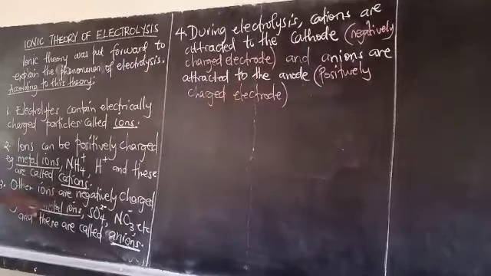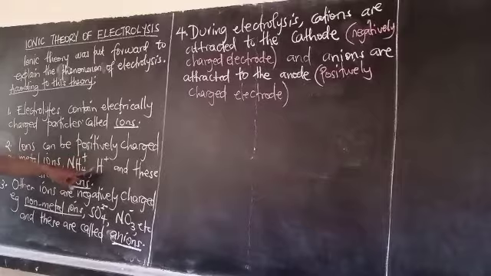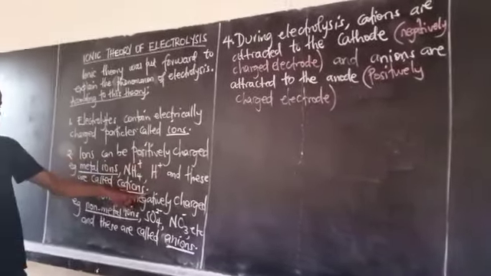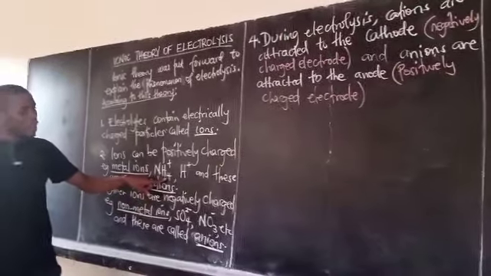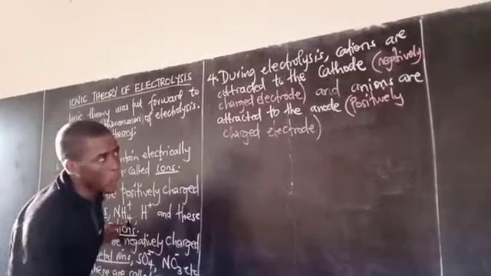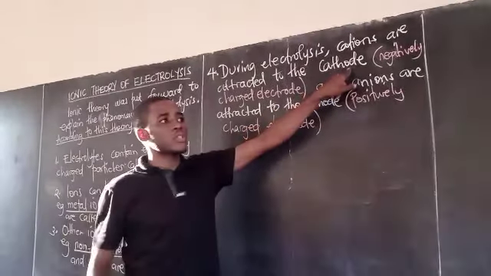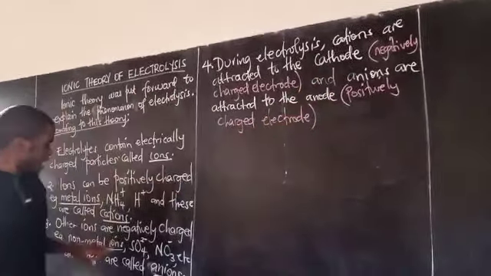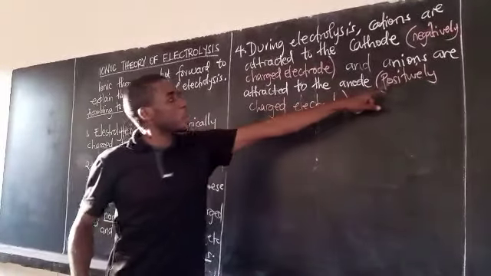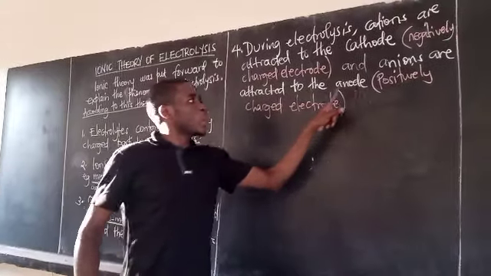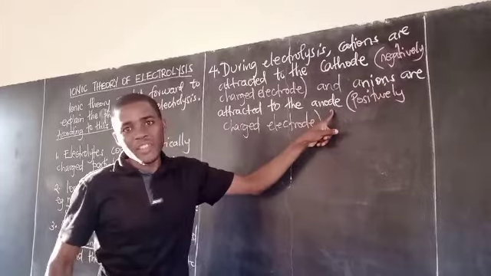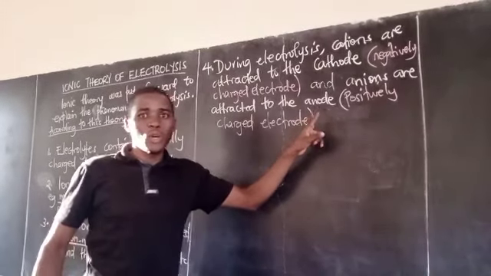You have positively charged ions, the cations. They will be attracted to the negatively charged electrode, which is the cathode. And then the anions, which are negatively charged, will be attracted to the positively charged electrode, which is the anode. When this happens, it does not stop there.